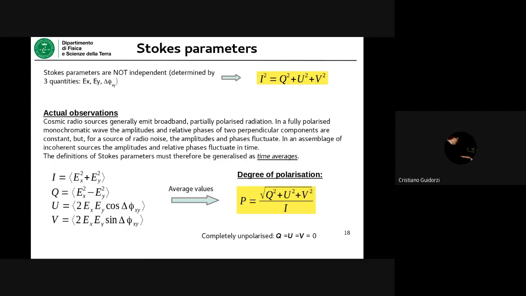While, of course, in the completely opposite case, which is a totally unpolarized wave, as the case I was mentioning, all of the 3 parameters Q, U, and V are 0. So you have a degree of polarization which within uncertainties is compatible with 0. So unpolarized wave.